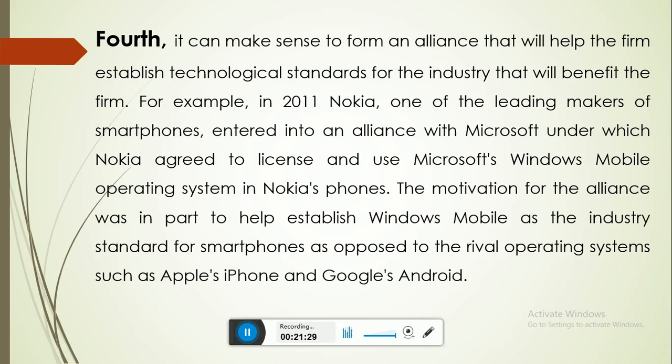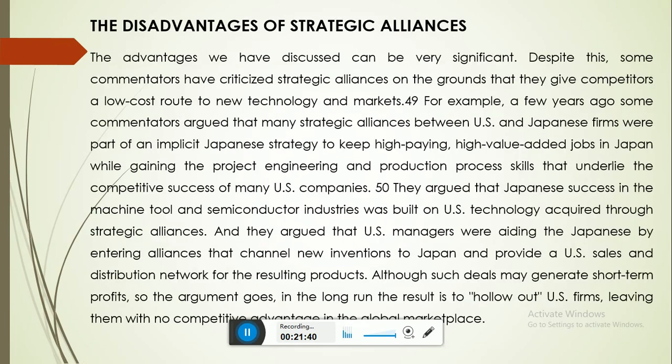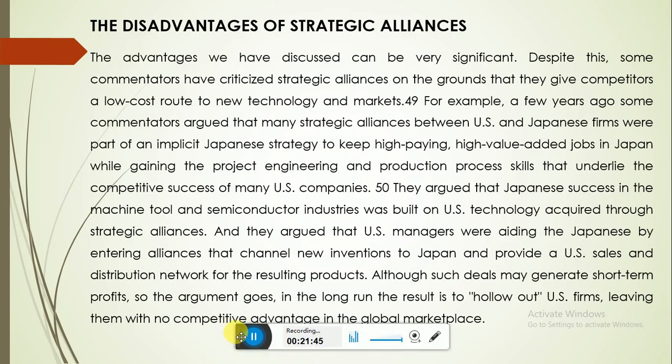There are many other advantages as well. You can do more research on the advantages of strategic alliances that companies are dealing with. But besides merits or advantages, there are certain disadvantages as well. Certain writers criticize strategic alliances for some purposes. Some writers believe that with strategic alliances you are providing your own secret, your own technology, to your competitors. So they might learn your policy, your strategy.